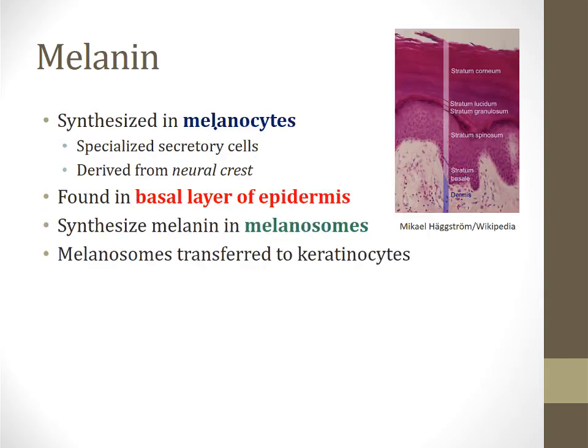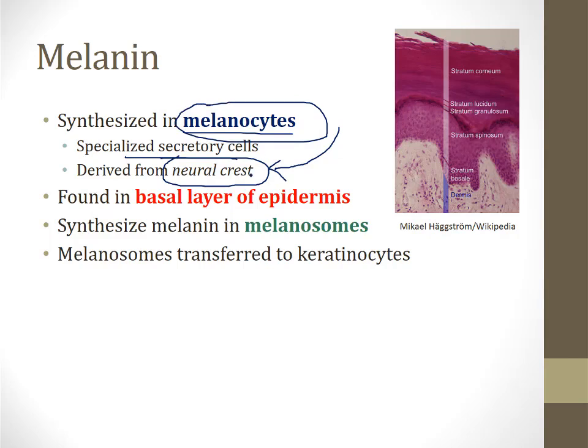Melanin is synthesized by skin cells called melanocytes. These are specialized secretory cells, and they are derived from the neural crest. It's high yield to remember this for your boards. So the skin and the central nervous system are often linked embryologically. You may know that both the epidermis and the central nervous system derive from the ectoderm, and this is just another example of how they're linked in that neural crest cells migrate into the skin, and that's what forms the melanocytes. You can find melanocytes in the basal layer of the epidermis.